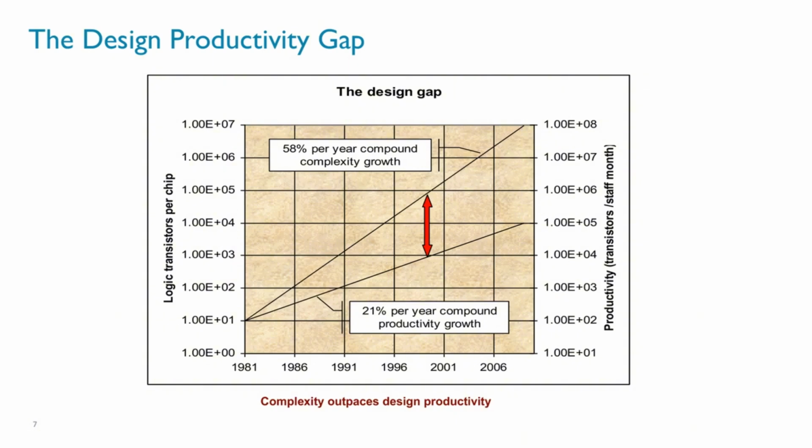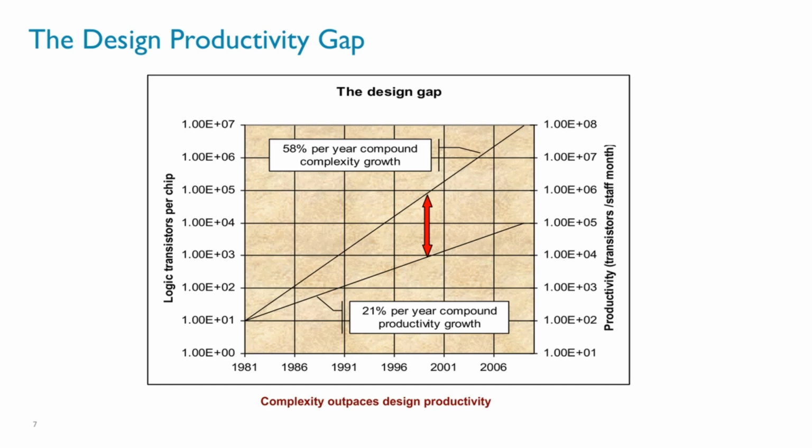Now look at the bottom line. This represents our design productivity. The right-hand vertical axis explains this as productivity, transistors/staff month. In simple terms, this measures how many transistors a single engineer can design and integrate in 1 month. While our productivity is improving thanks to better software and tools, it's only growing at about 21% per year.